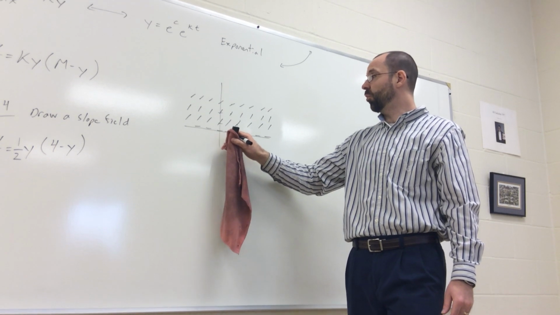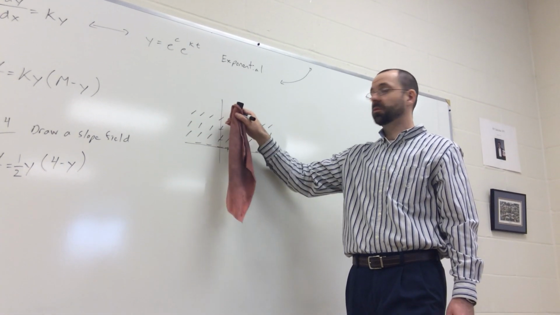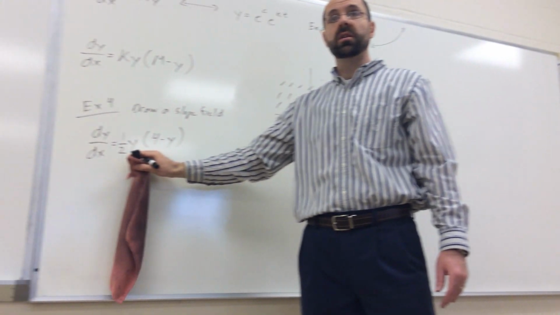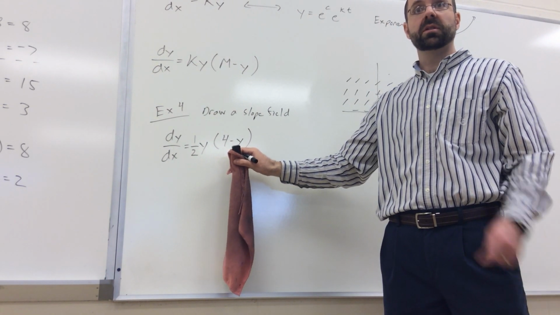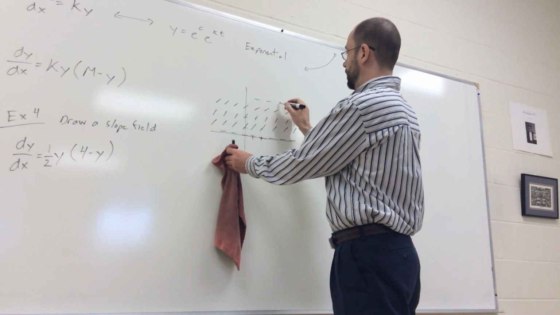Okay, now to the point 1, 4. One half times 4 times 0. So a slope of 0 again, up there.